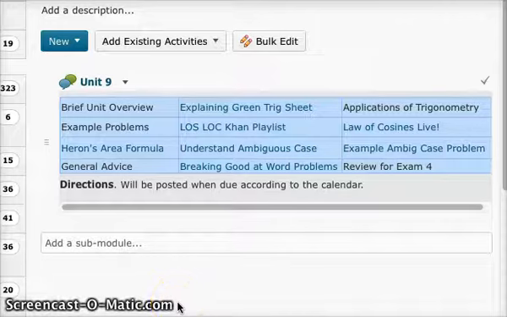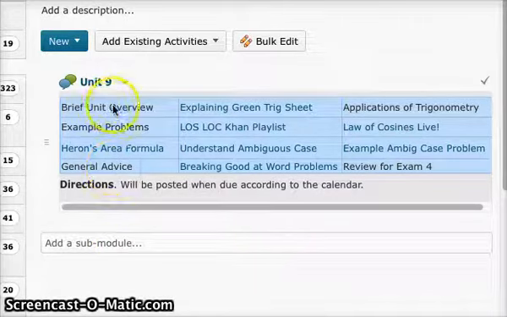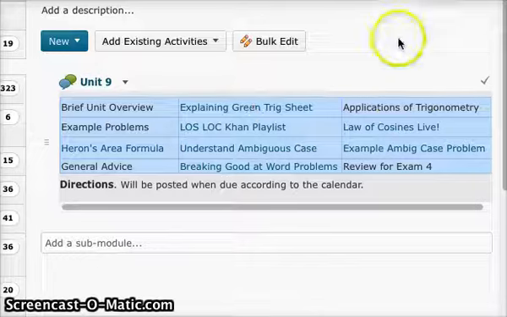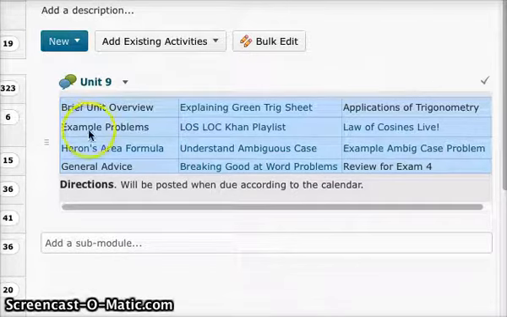Okay, folks, another thing I want to point out to you is when you are looking at Unit 9, the discussion, I put some videos here. Now, this brief overview will be right here. This is a video I posted just recently on explaining the trig green sheet. I encourage and urge each and every one of you to look at it. I'm going to be putting a video here on real quick applications of trigonometry to convince you that you could really apply it.